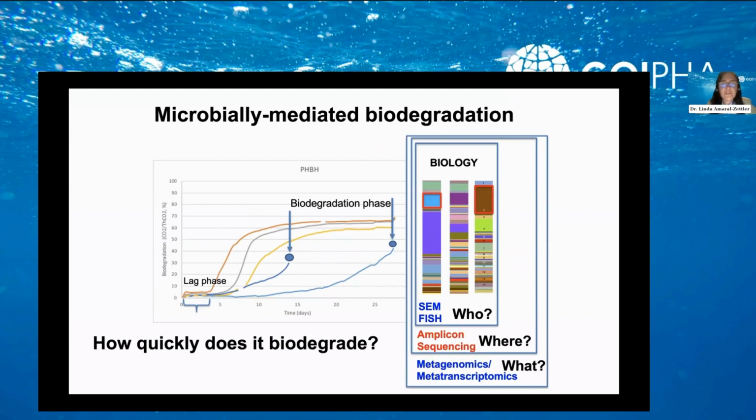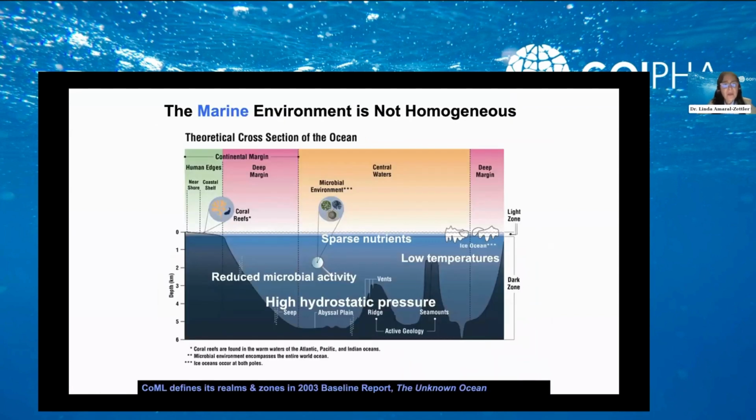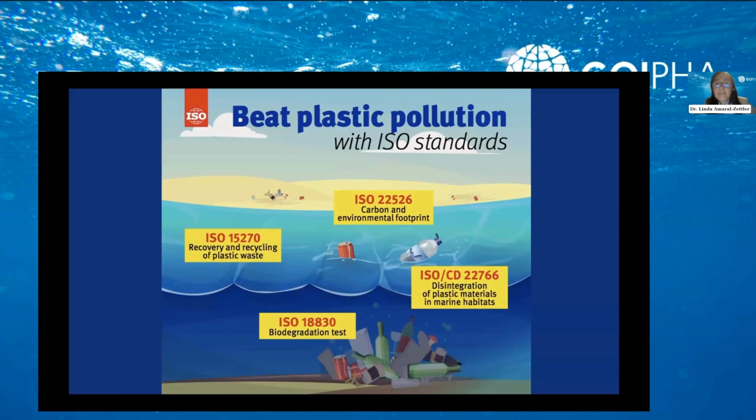And of course, we've just heard about different ways of thinking about that. I want to emphasize that even in our best efforts, the marine environment is not homogeneous. It is very diverse in terms of temperature and pressure, and also the presence of microbial activity. So we have to think about all these things in terms of how we might in fact beat plastic pollution, to better understand how we can work with standards to understand recycling and recovery of plastic waste, but also biodegradation testing that ultimately does justice to the kind of environmental end of life that some of these existing plastics, but also newer plastics that are coming online, will experience.